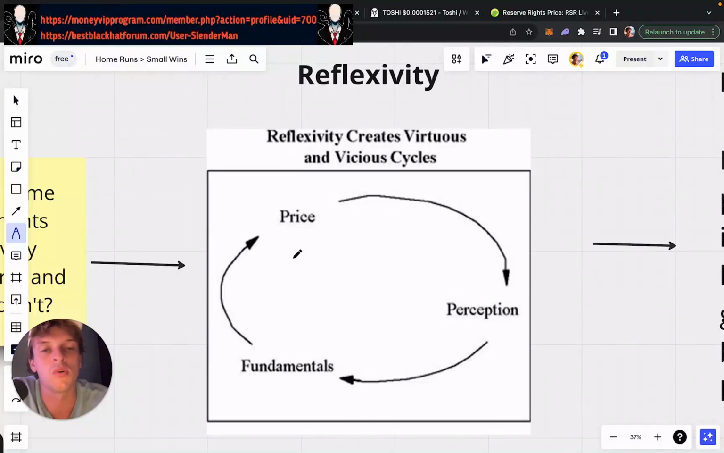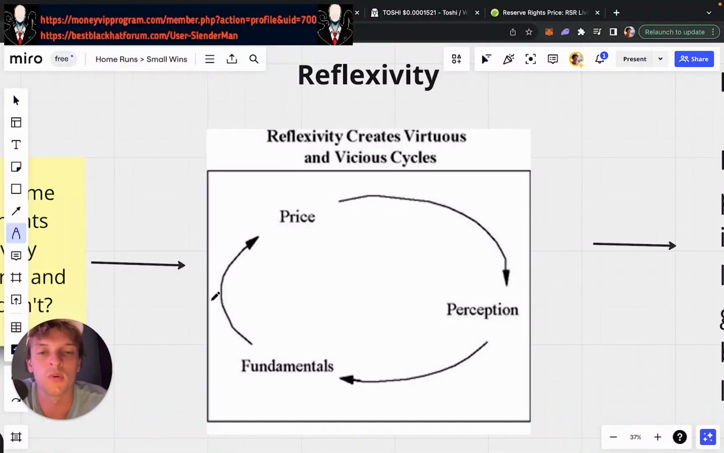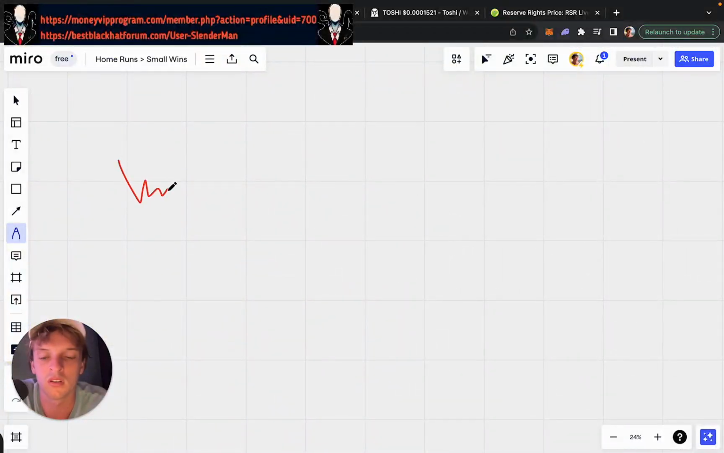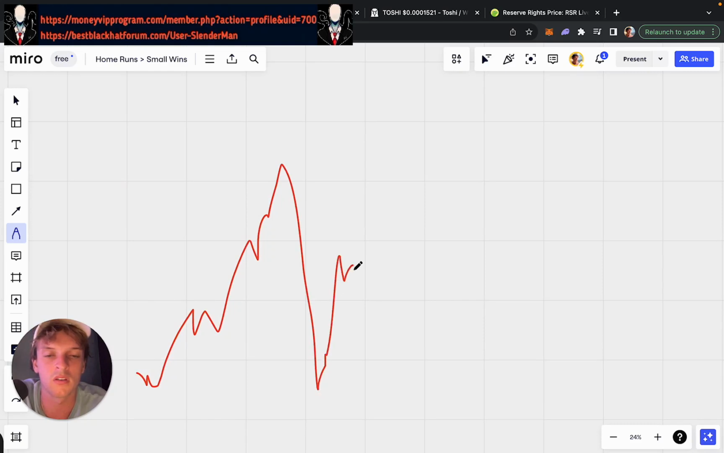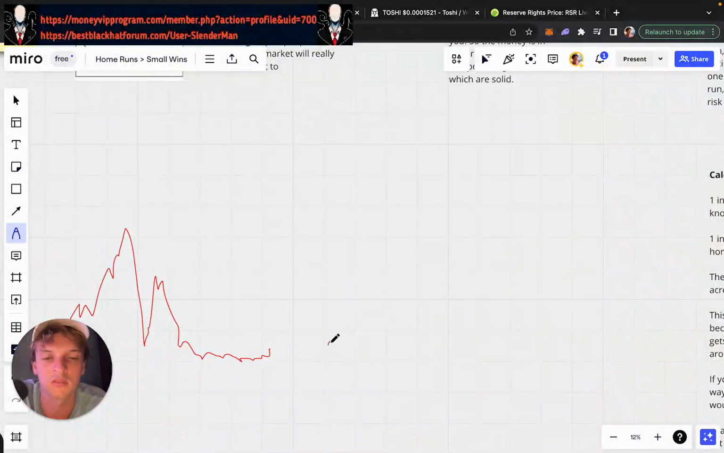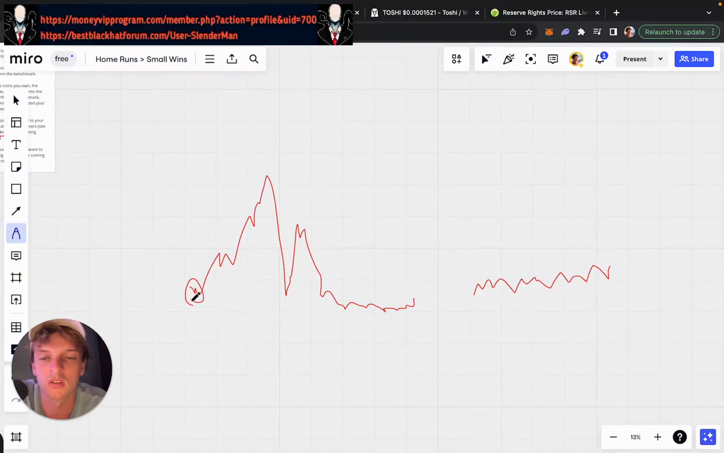Whereas if you have, let's say, an old coin that has heaps and heaps of bag holders, it's very hard for a reflexivity cycle to kick in because you've got so many people who are going to sell when the price goes up. Let's do a drawing of two different coins. This is a coin over the course of its bull run. Oops, bad drawing. And this is it now. That's coin number one. And then coin number two is, two different coins. This coin launched, had a bull market, had a bear market, and now it's going sideways.